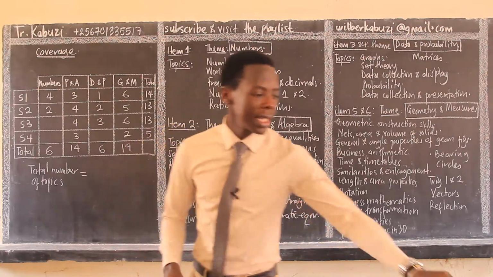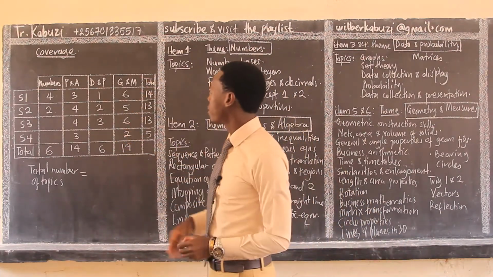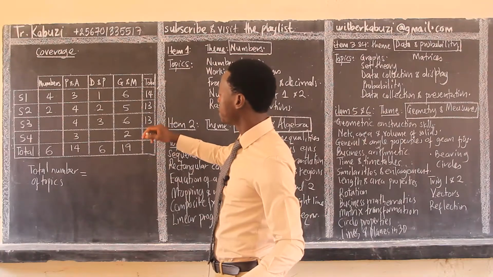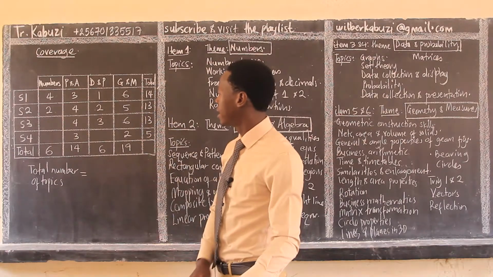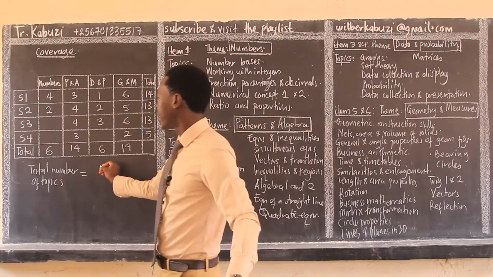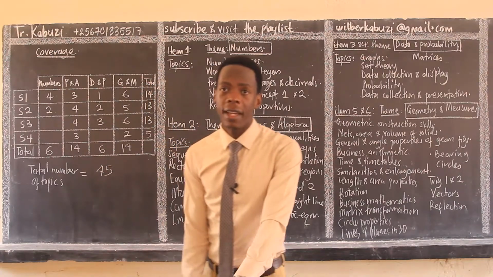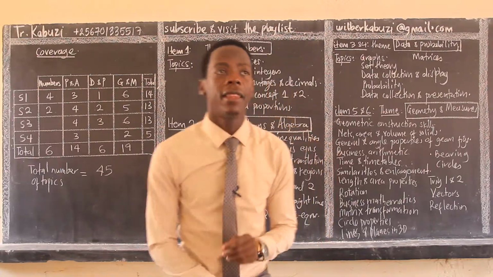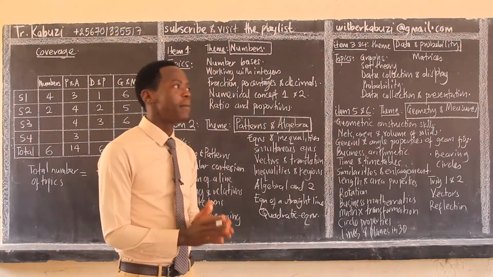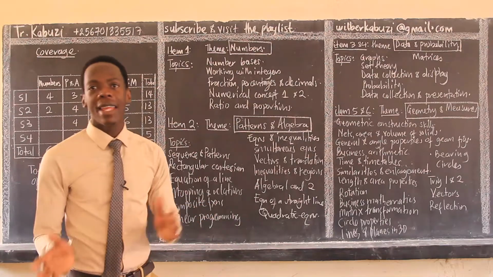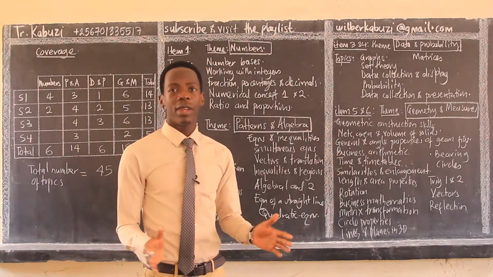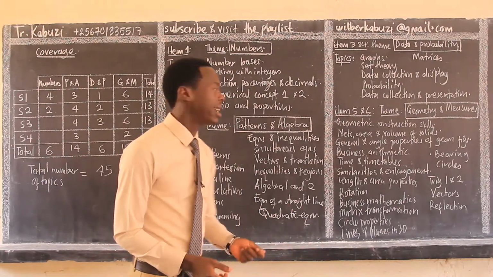So when you add all these topics, the 14, 13, 13 and the 5, a student is going to cover a total of 45 topics by Senior 4, even though some you can combine, because it is algebra 1, algebra 2, trig 1, trig 2, which you can teach at once.